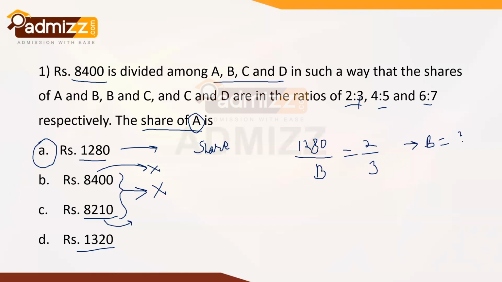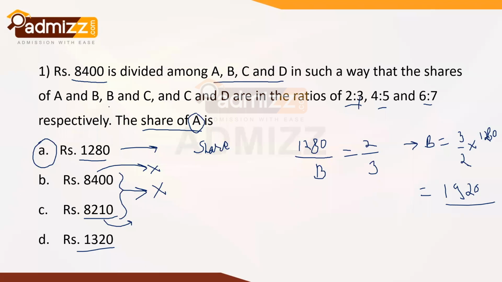Which is 3/2 times 1280, right? Which is 640 times 3, which happens to be 1920, right? 640 times 3, which is 1920. So this is the share of B.